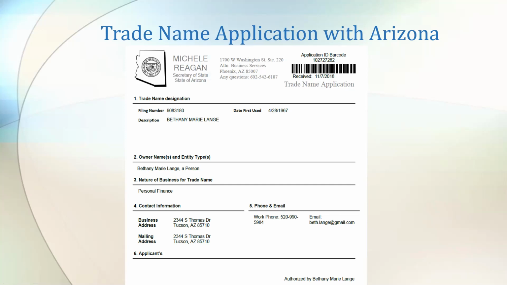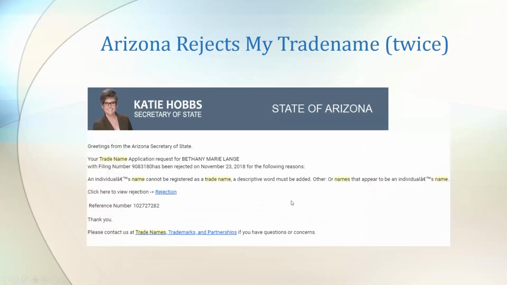Part of the challenge of filing online is you're restricted in what you can put in the forms or the fields. So I get this back, that my trade name application request for all caps Bethany Marie Lang was rejected because an individual's name cannot be registered as a trade name. A descriptive word must be added. I tried a couple different times with different descriptive words, and nothing would work. I ended up filing in Minnesota. Do you think it would have worked if you were trying to do it through the trust? I suspect it would have. I think so too. So yeah, this has been one of my actually several challenges with Arizona, with the way that I was learning how to move in the all caps versus upper lower.